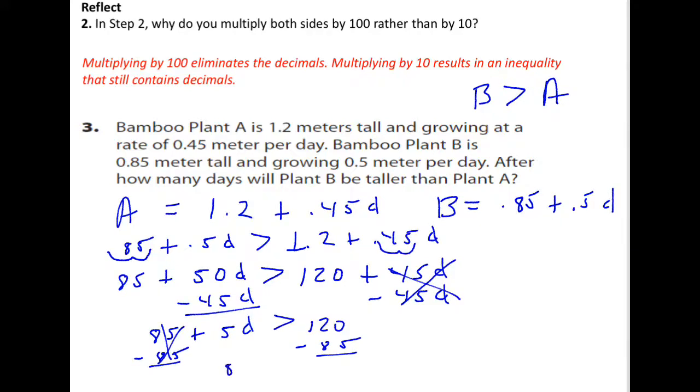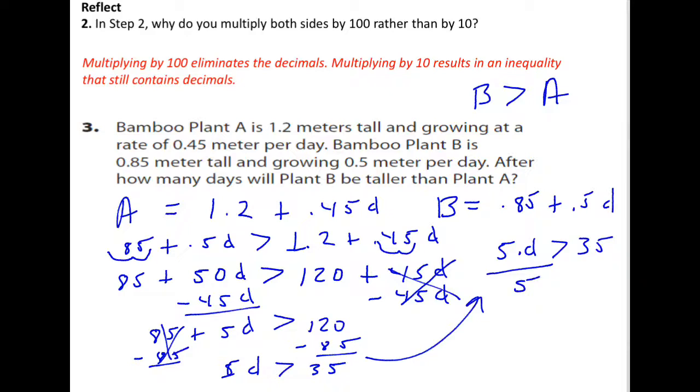I'm left with 5D is greater than 35. So bringing this up here, I'll have 5D is greater than 35, and this is 5 times D, so I'm going to divide both sides by 5, and that tells me D will be greater than 7. So to answer my question, it says after how many days will plant B be taller than plant A? 7 days. All right.